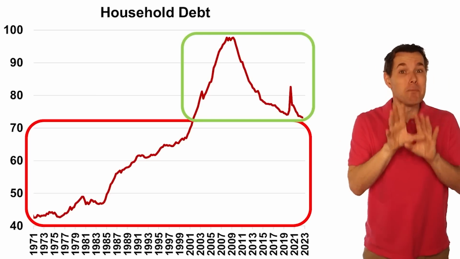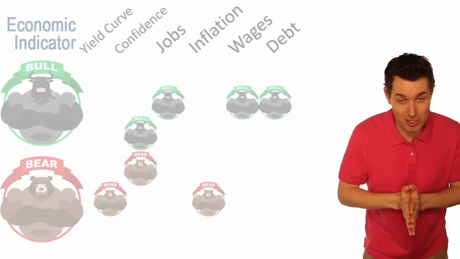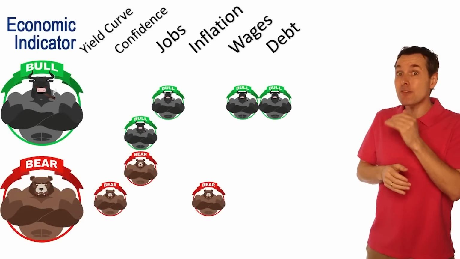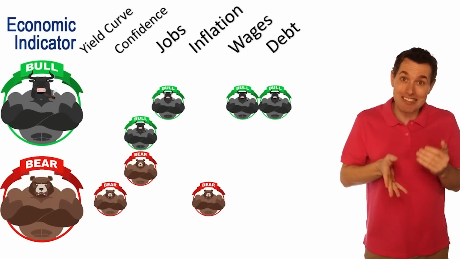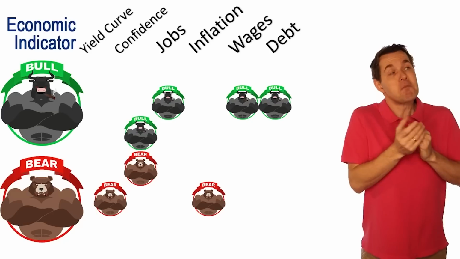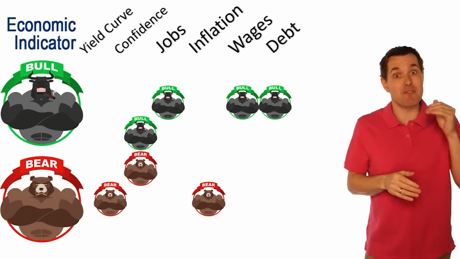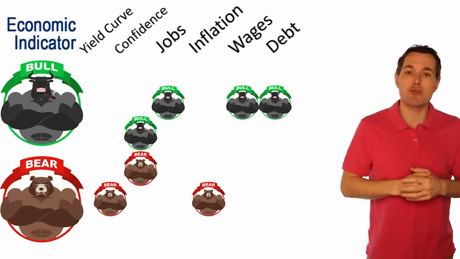So with that in mind, when we jump over to our economic scorecard, I actually think it makes sense to give this point to the bulls because debt is down over the past 20 years, and it's likely to continue to go down if the Federal Reserve keeps pushing interest rates higher.